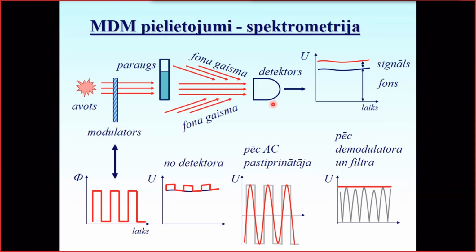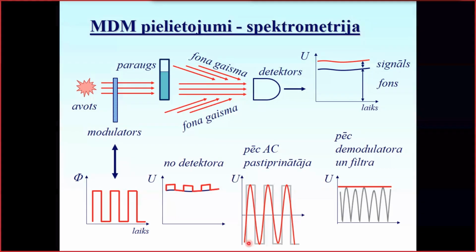So by modulating the source light beam, we get the modulated signal. The signal will be like that. The amplitude of the signal obviously will be related to the amount of light coming through the specimen, so it's what we're actually going to measure, this amplitude. We send it into the AC amplifier. The AC amplifier cuts the slowly changing low frequency background and amplifies only these peaks.